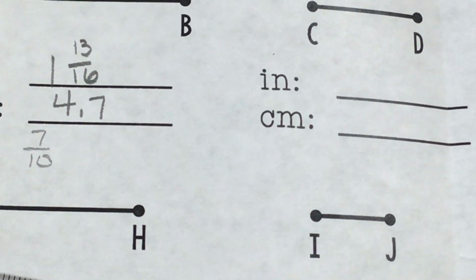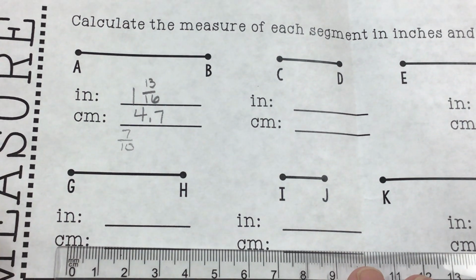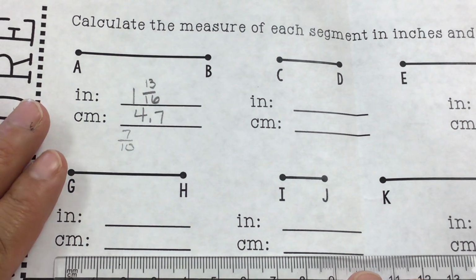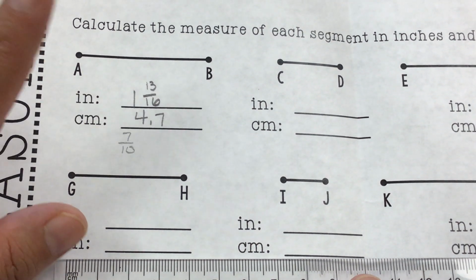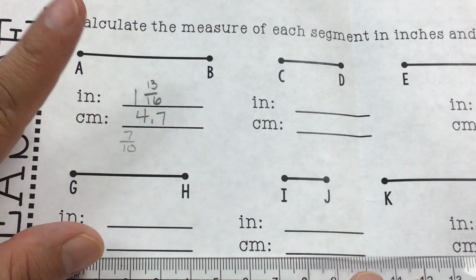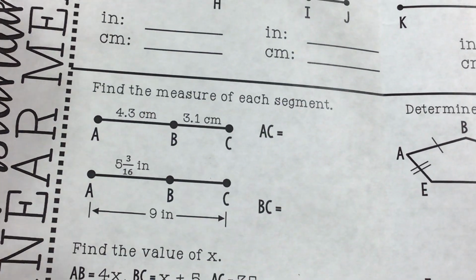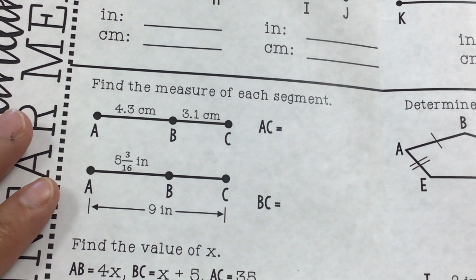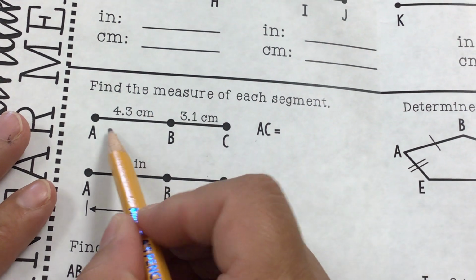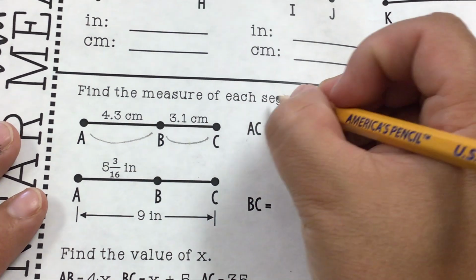All the others are pretty much the same, so for the purpose of saving a little time, that's what we're going to do. If you would like to review how to measure segments, just go backwards on the video to see it again. Let's move down. Find the measure of each segment. And it wants the segment AC. So it wants this plus this. And that's exactly what we're going to do.